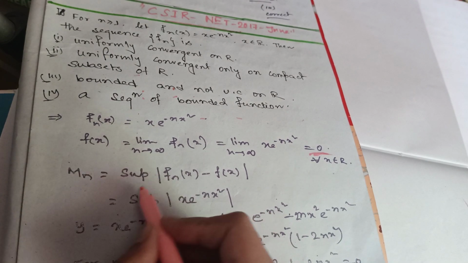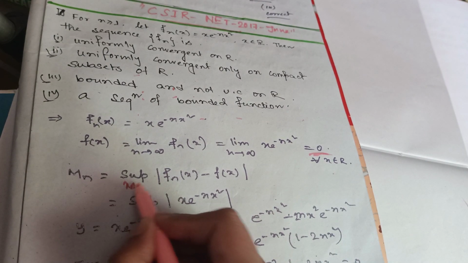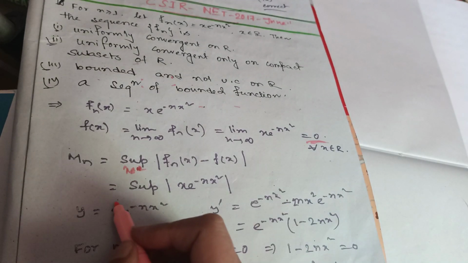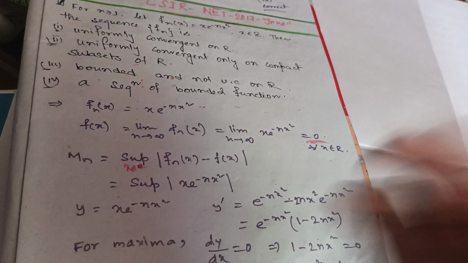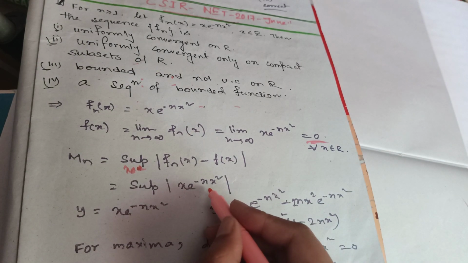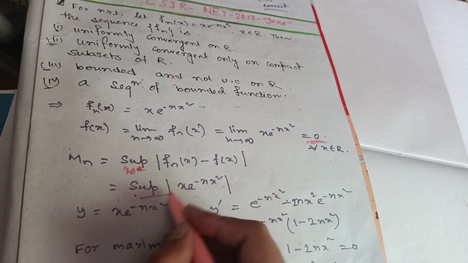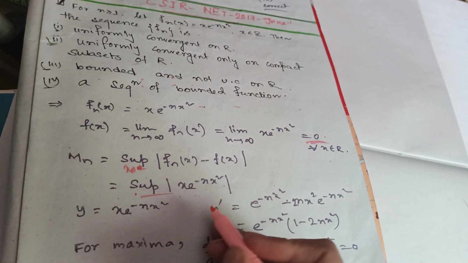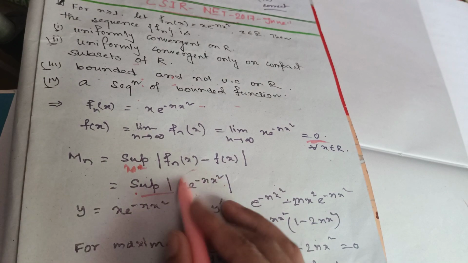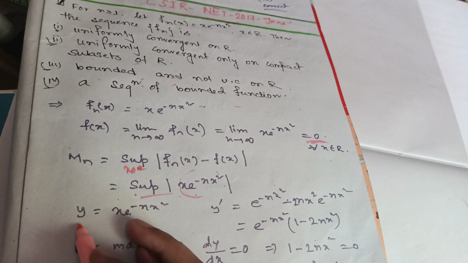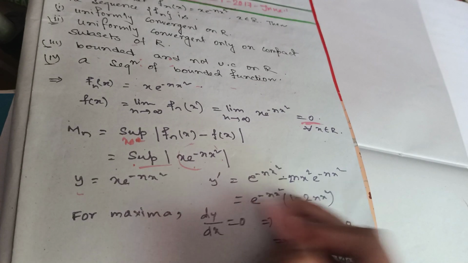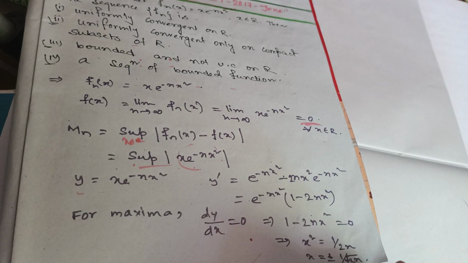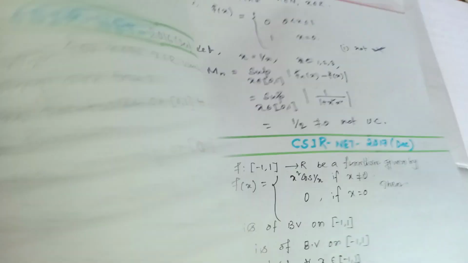The Mₙ test says to find the supremum over x in R of |fₙ(x) - f(x)|, that is, the supremum of |x e^(-nx²)|. Supremum means the maximum value of this function. So we consider this function as y. First we take the derivative, and setting the derivative equal to 0, we find the critical points. Here the critical points are ±1/√(2n).